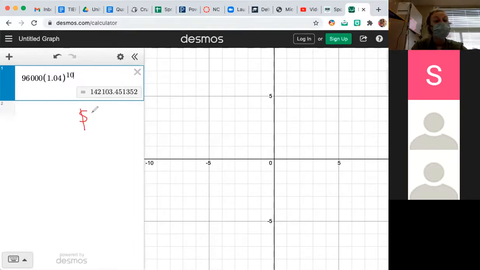$142 what? Oh, not dollars. $142,103. And how many cents? You need 2 decimal places. 45, because if you look back behind the 45, that's a level 1, aka non-existent. Say a 45. $142,103.45.